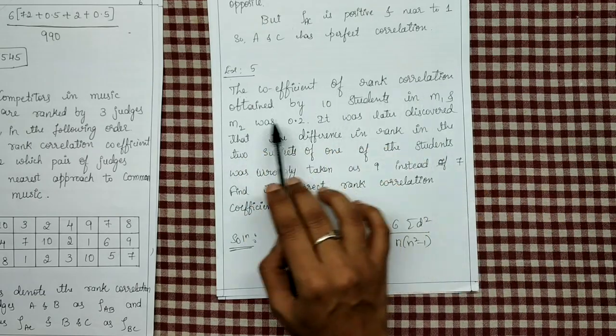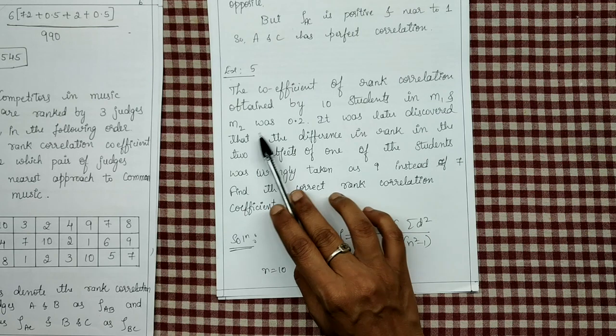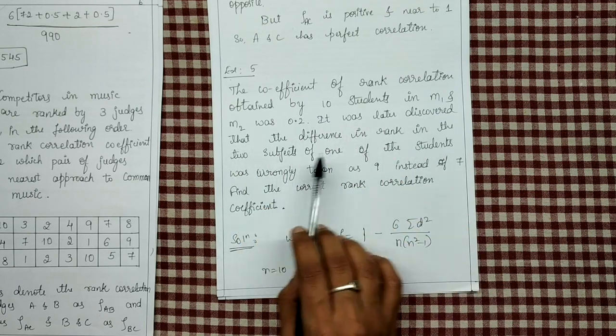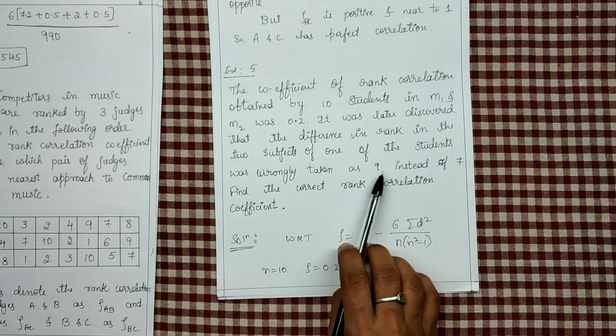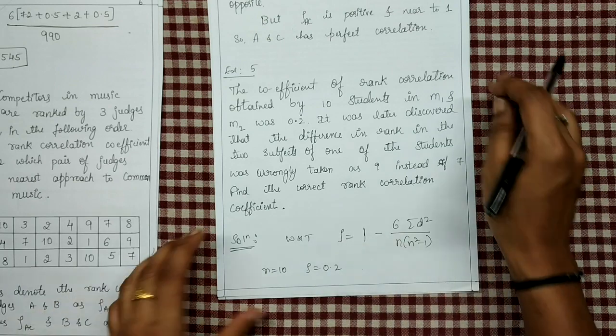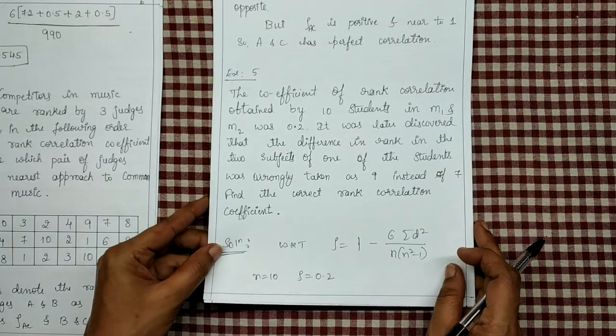The coefficient of rank correlation obtained by 10 students in M1 and M2 was 0.2. It was later discovered that the difference in ranks in the two subjects of one of the students was wrongly taken as 9 instead of 7. Find the correct rank correlation coefficient. Here we have to find the correct rank correlation coefficient. Earlier an error has happened.